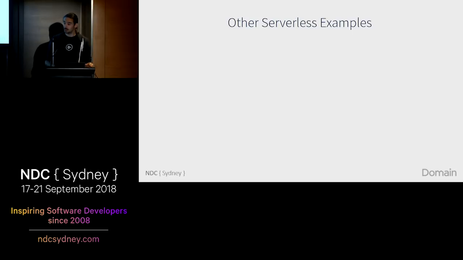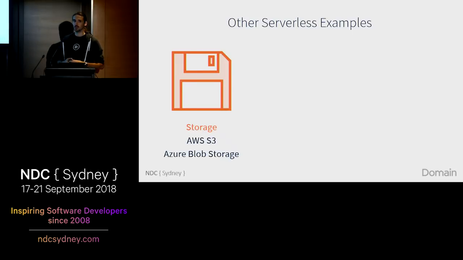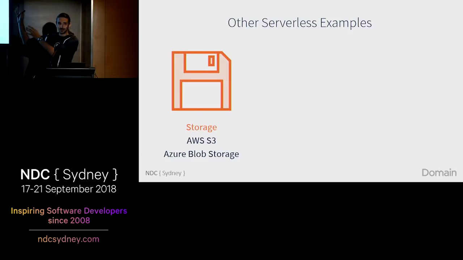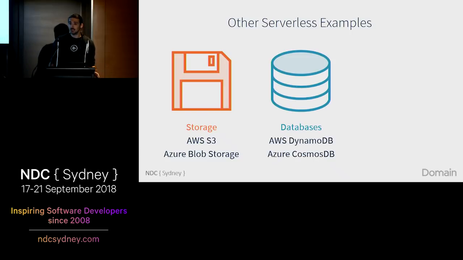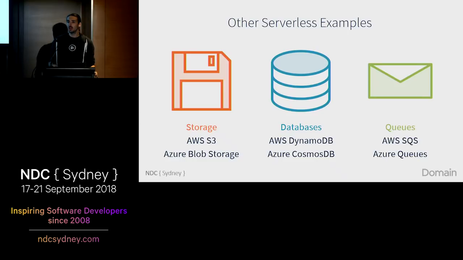For other examples, storage can be serverless as well, like Amazon S3 or Azure Blob Storage. By the way, this is how I see S3 and Blob Storage working, a bunch of floppy disks. Databases like DynamoDB or Cosmos DB as well. And again, that's going to scale with your needs. You don't have to worry about what kind of servers you're going to have behind the scenes. And then on the messaging side, with AWS SQS or Azure Queues, all those kinds of things. So all that is really serverless. It's not just the functions.